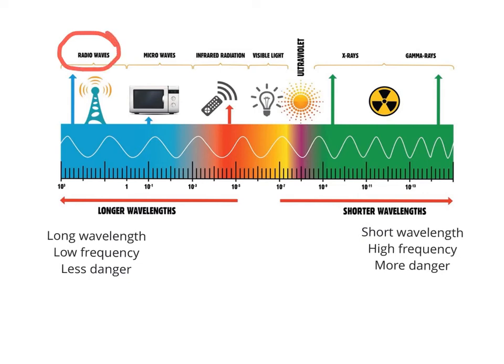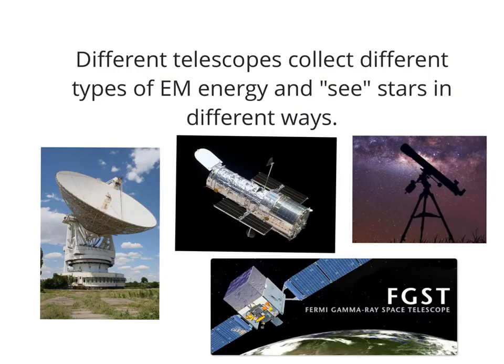So the least dangerous types of waves are the radio waves. They are very long with very low frequency, and the most dangerous waves tend to be the gamma rays. Those can be very dangerous to our bodies. They have very short wavelengths and very high frequencies.